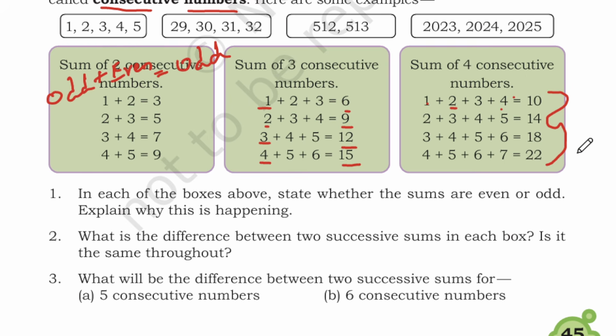Okay. So next we will see what is the difference between two successive sums in each box. Is it the same throughout? So we will see that.